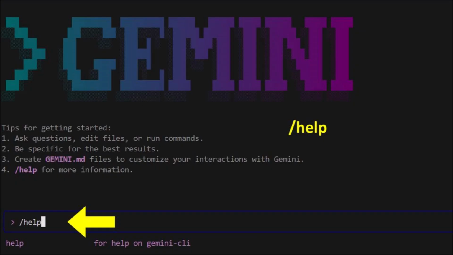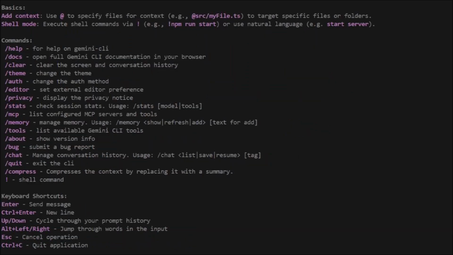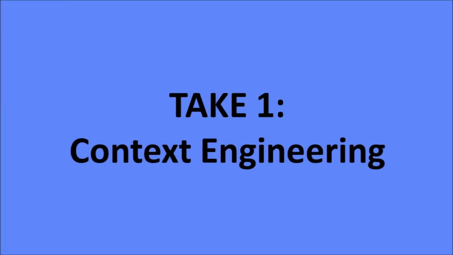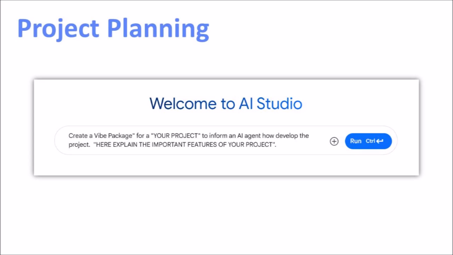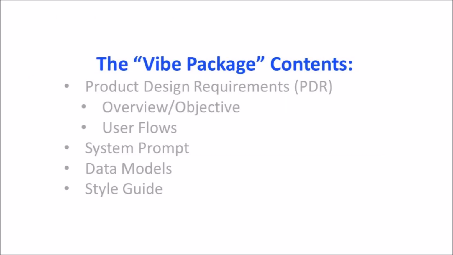For the tools, you can access /help to see your options, and you'll be given a list of all the basic commands. So for our first attempt with coding with AI, we attempted context engineering, which is where you give the LLM adequate context to produce all the correct results. So we started with AI Studio, which is Google Online, and we created our vibe package.